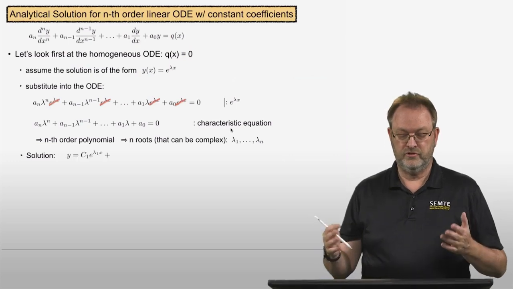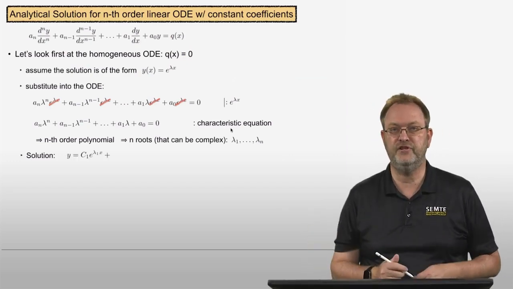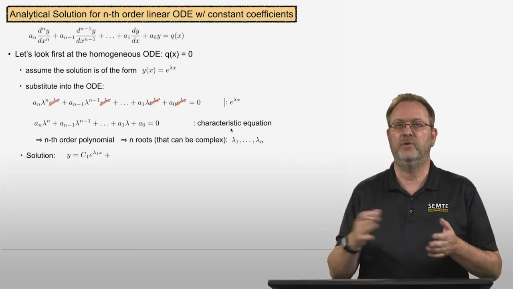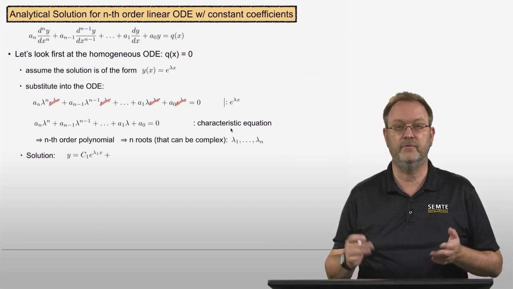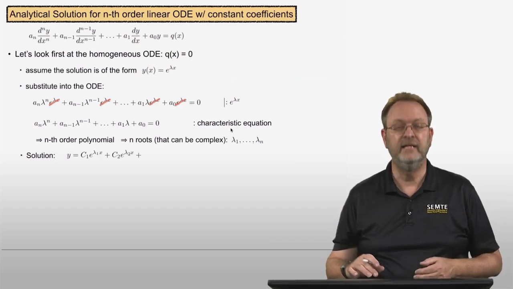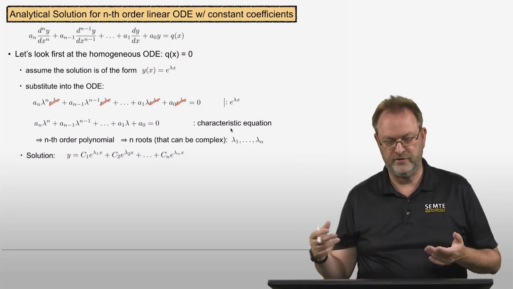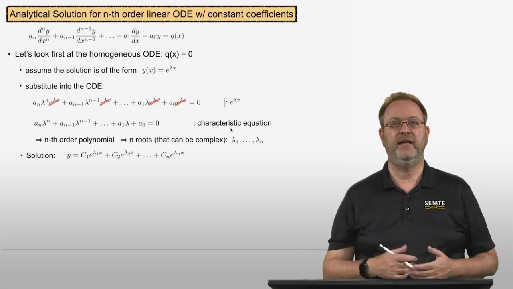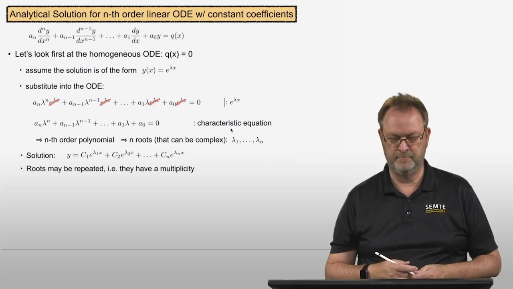Now with those roots known, the solution will be the linear superposition of e to the power lambda x, where lambda is one of these roots. So the solution is y is equal to some constant c1 times e to the power lambda 1 x plus c2 times e to the power lambda 2 x, all the way to the nth root, so c sub n times e to the power lambda sub n times x.